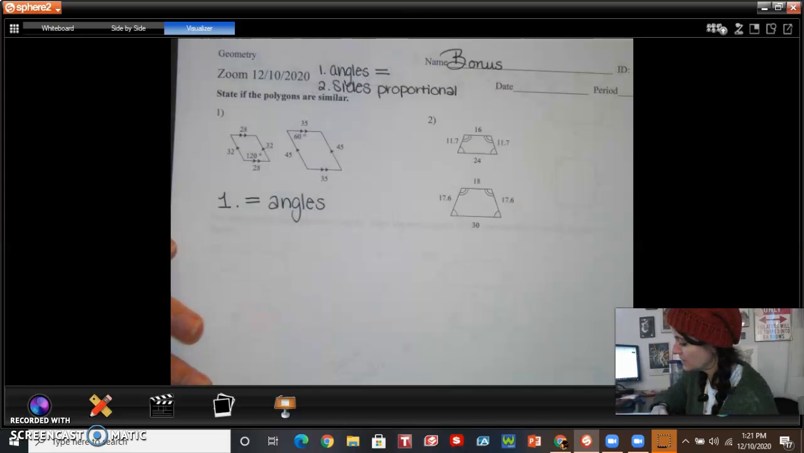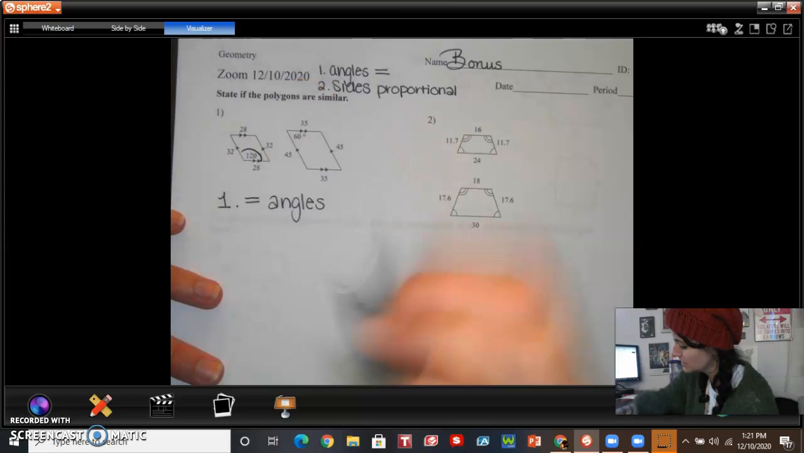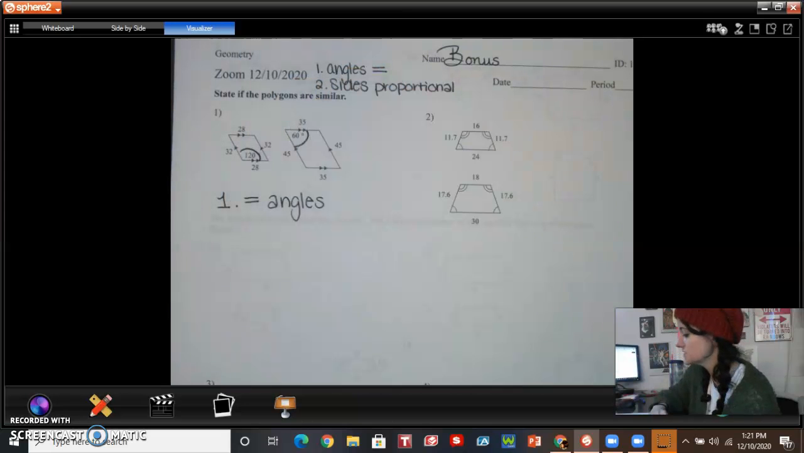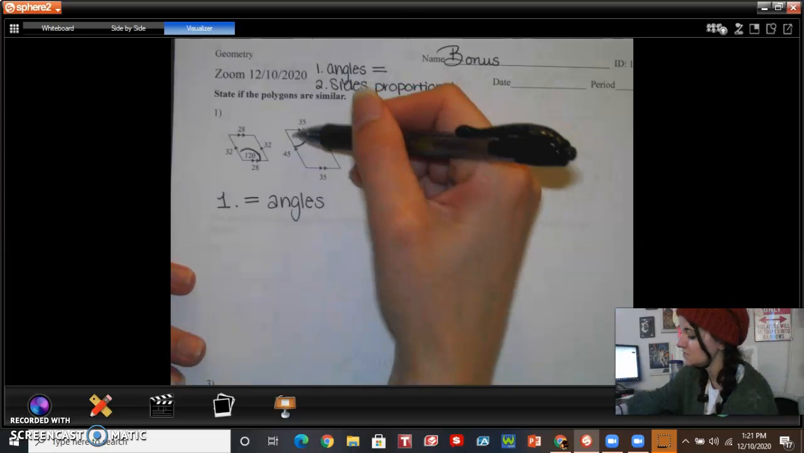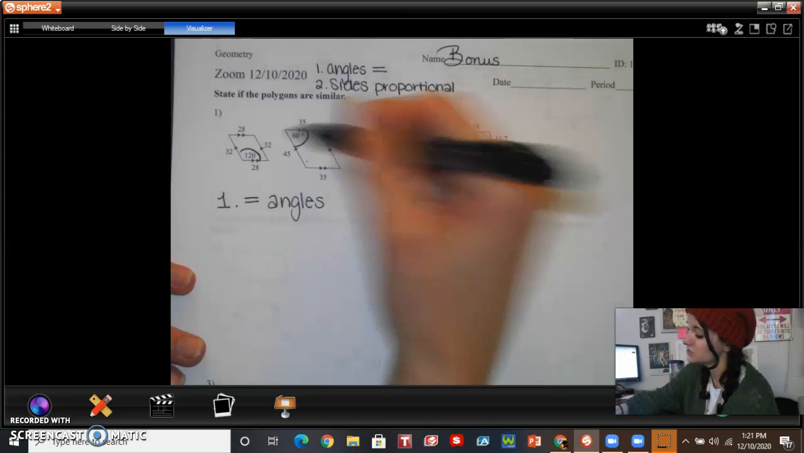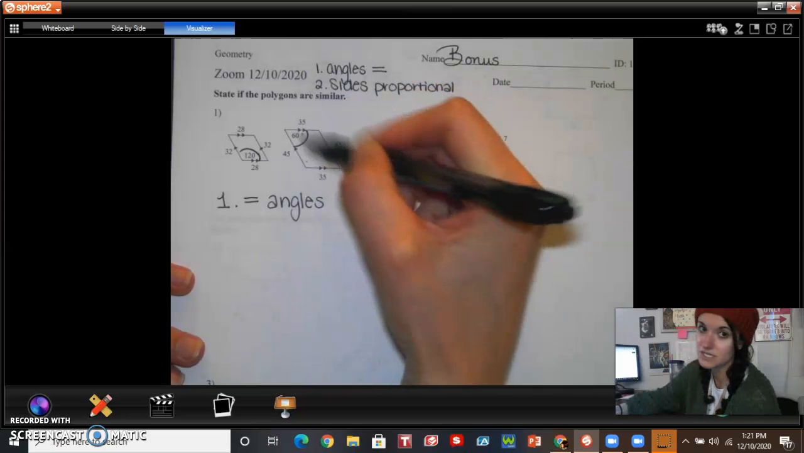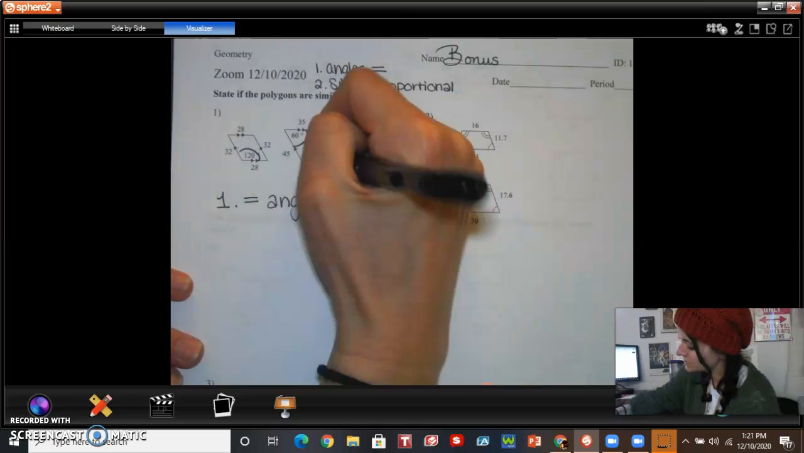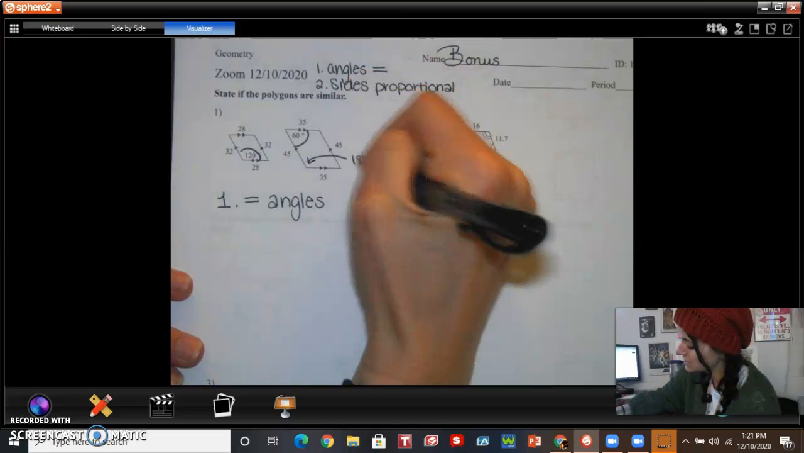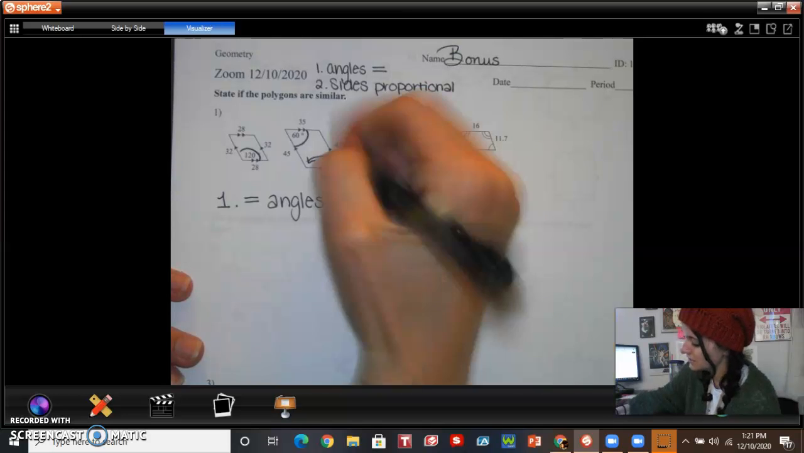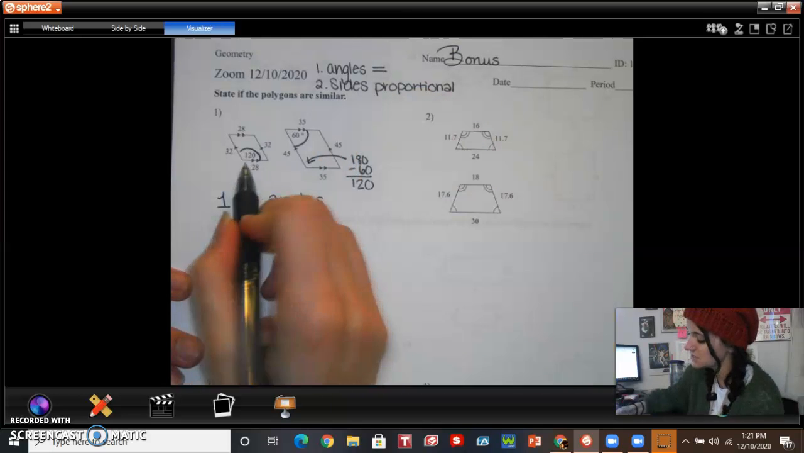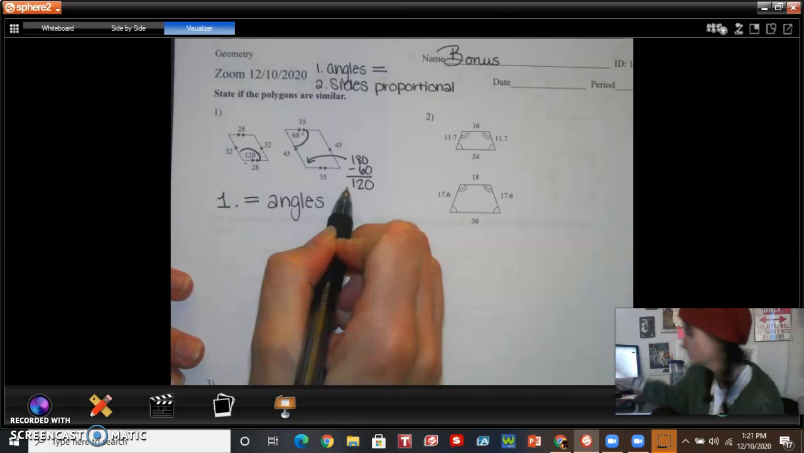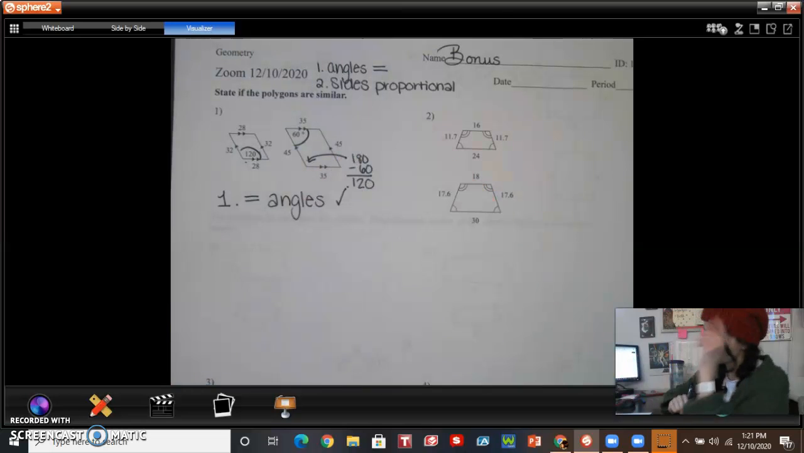So I'm going to look at my angles. I know this angle is 120 and this one is 60. They're not in the same spot, but these are parallel, so that's a transversal, which means these should equal 180. So to find out what this is, I'm going to take 180 minus 60, and I get 120. Are these the same? Yes, they are. So we're good there. Our angles are congruent.